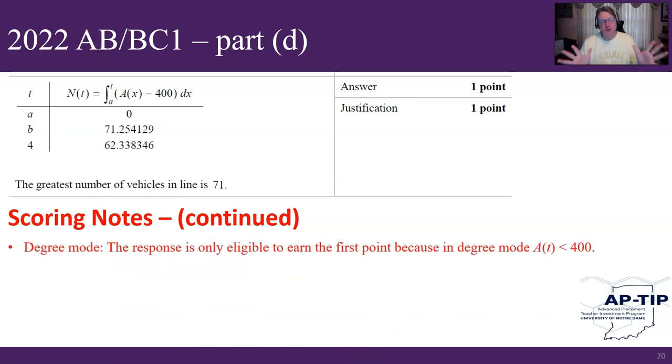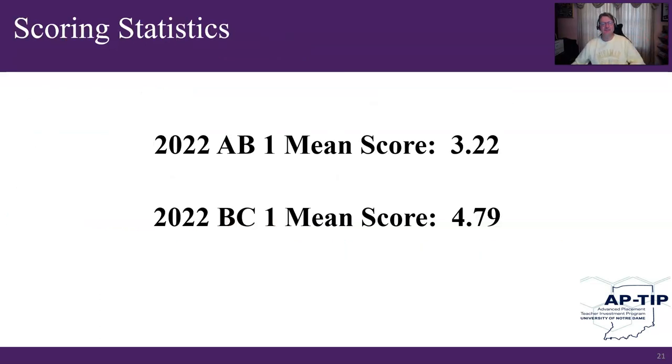And then degree mode, once again, the response is only going to be eligible to earn the first point. And the reason is because in degree mode, our A of t never has a chance to change signs or even be positive at all. A of t can be positive, but A of t is always going to be below that 400 in this case. So what that would mean is the student would only get that first point because that's an easier version of the problem. It made it too simple.